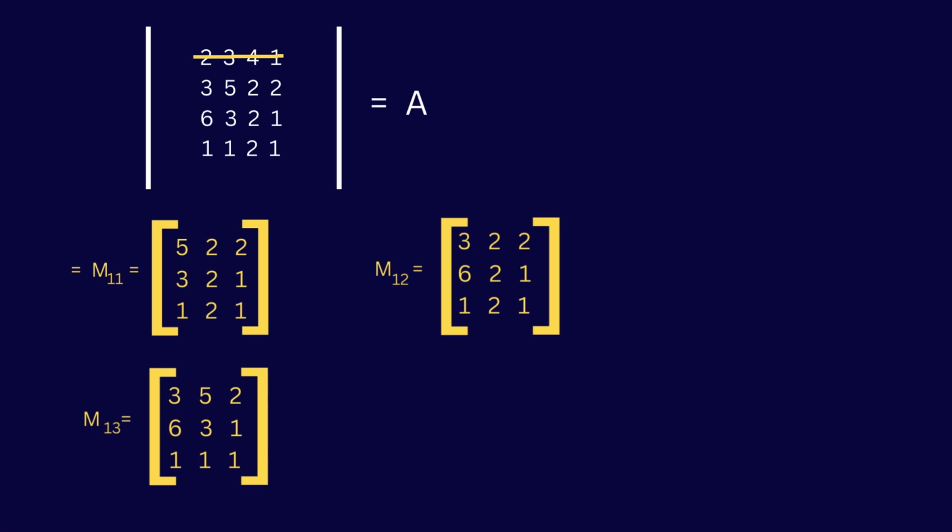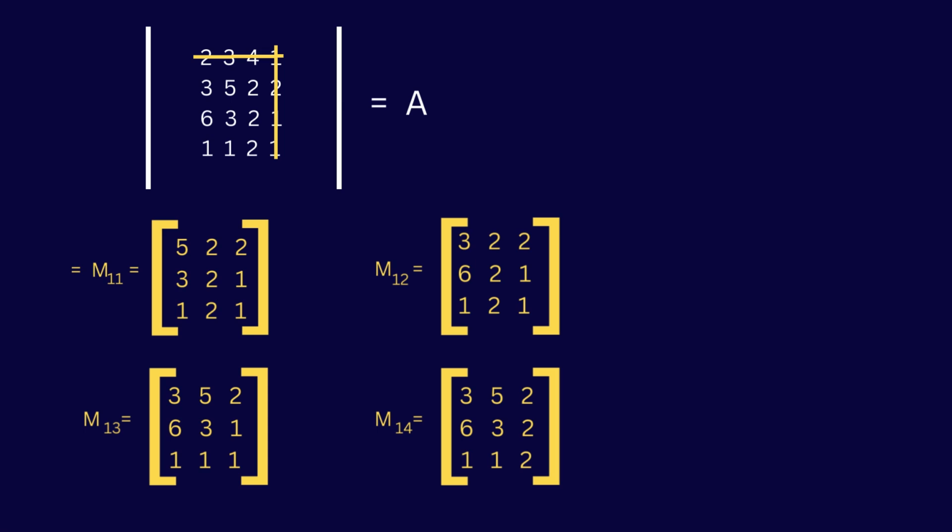Then finally, select the fourth number of the first row and draw a horizontal and vertical line like this. And again, 9 numbers are remaining. Create a new 3 by 3 matrix. So I will label it as M14.